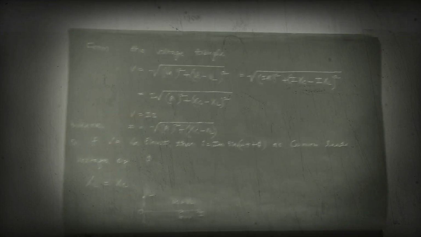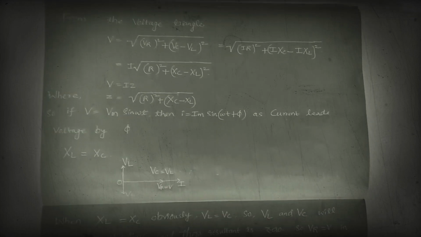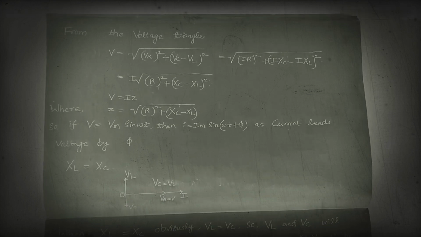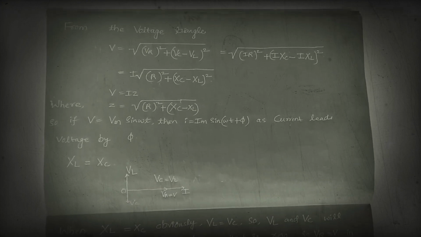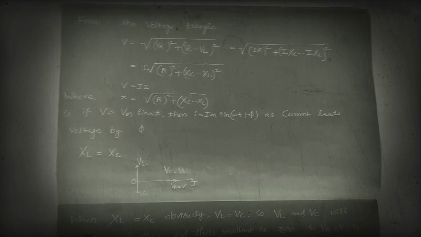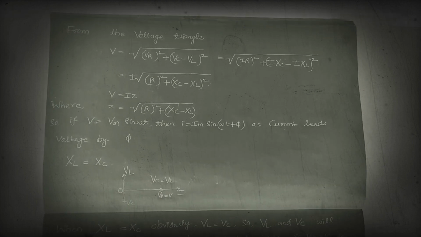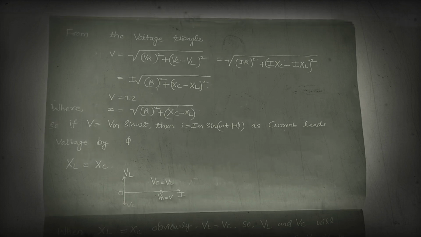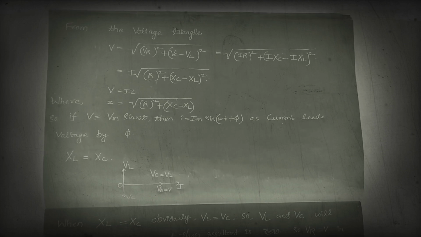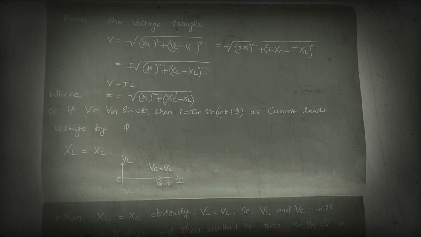From the voltage triangle, V equals square root of VR square plus VC minus VL whole square. I can write VR as IR, VC as IXC, VL as IXL. After that I get V equals I into Z, where the impedance Z equals square root of R square plus XC minus XL whole square. If V equals Vm sin omega t, then I equals Im sin omega t plus phi, as current leads voltage by phi.